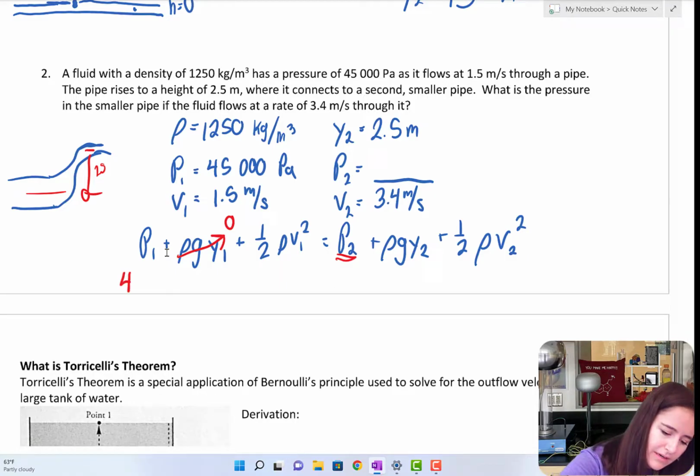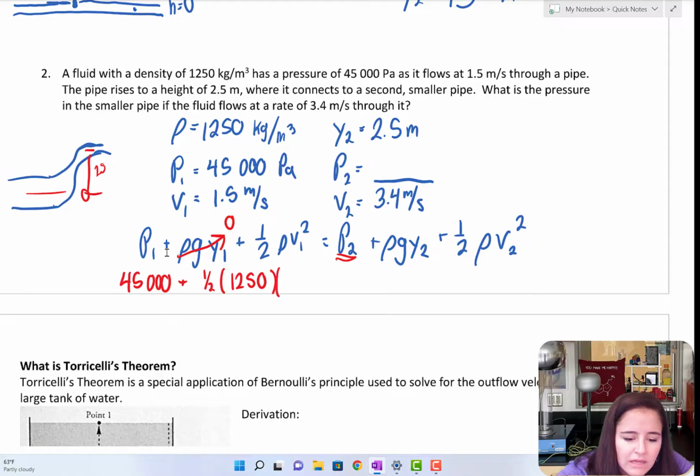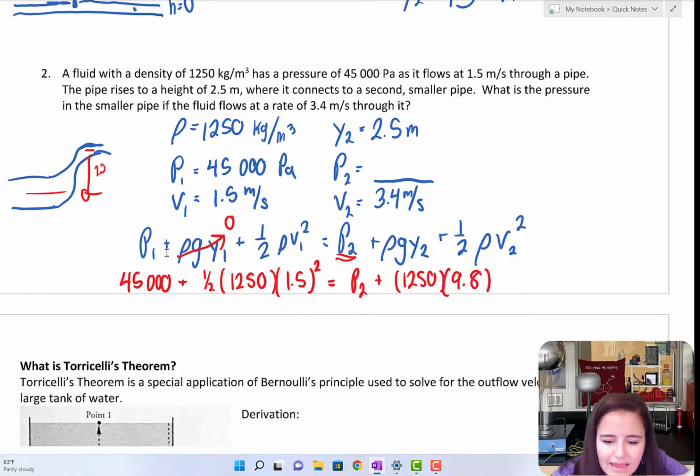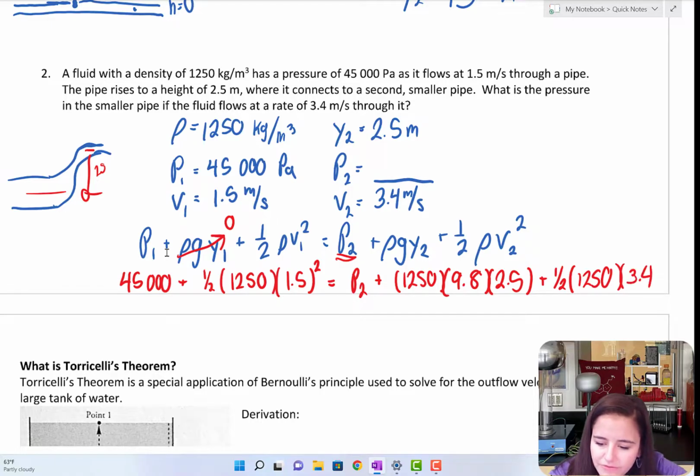So we have P1 is 45,000 plus 1/2 of 1250 times 1.5 squared equals P2 plus 1250 times 9.8 times 2.5 plus 1/2 times 1250 times 3.4 squared. And now you see why sometimes I don't put units in while we write Bernoulli's, because that would be a lot to write. So now we just have to math it out.